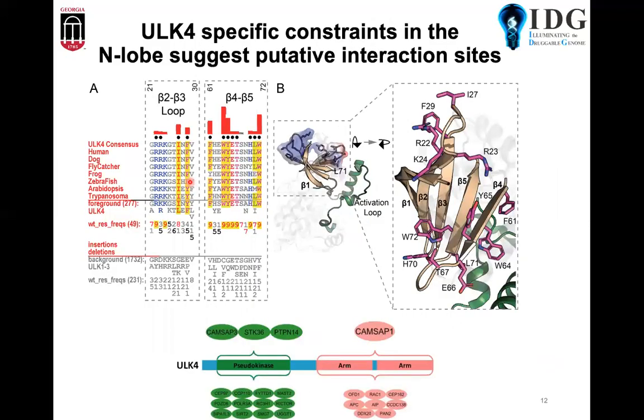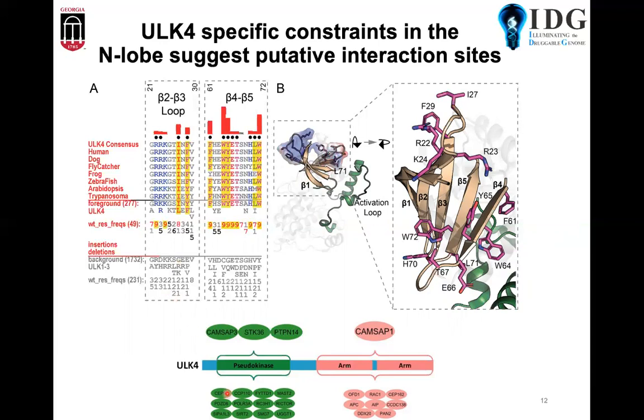We have been trying to understand, in addition to this divergence in the active site, are there other selective constraints acting on ULK4 that would provide us insights into which regions of the kinase domain could be involved in these protein-protein interactions. And we've identified some selective ULK4-specific constraints on the N-lobe of the kinase, in fact, on the N-cap region of the kinase, where ULK4 significantly diverges from other closely related ULKs. And so our hypothesis is that perhaps these constrained residues on the N-lobe are presumably involved in protein-protein interactions.